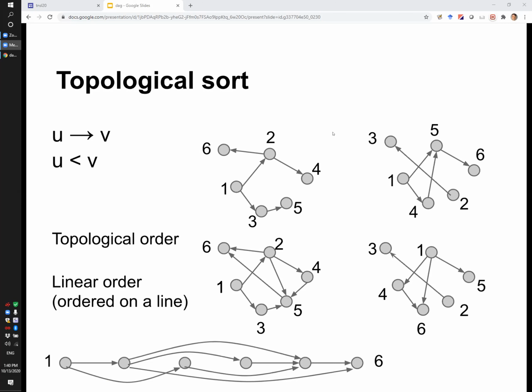So their nodes are ordered in something which can be called the linear order. And it's linear because they can be arranged on a line. And if so, then all the arrows, all the edges will go from left to right. Okay, so we were able to do the topological sorting of these graphs.